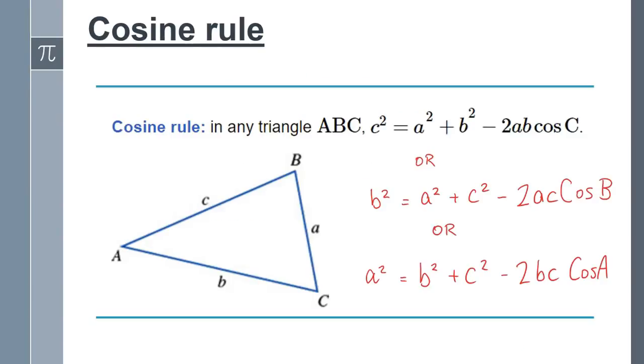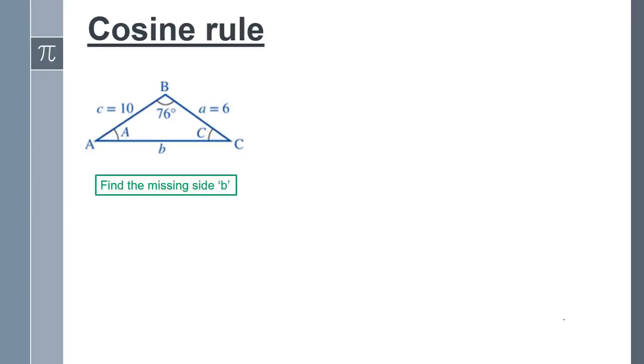Okay, so that's just showing you. So if C's out the front, you're finding side C, A and B are in there. Okay, if you want to find side B, you swap in A and C. Okay, so you can just swap them around before you put any numbers in. Swap your formula around before you put the numbers in. Okay, so this one here, we're going to try and find the missing side of B.